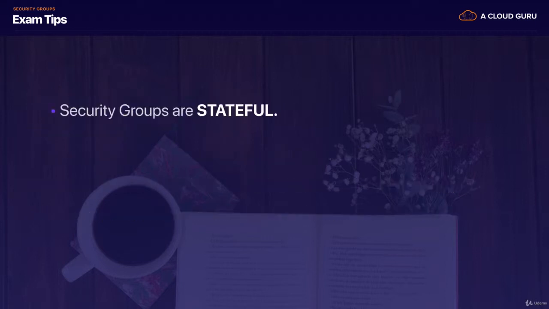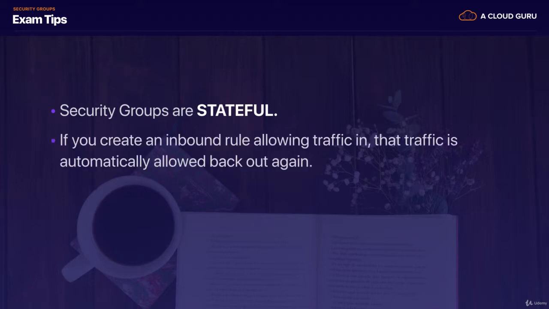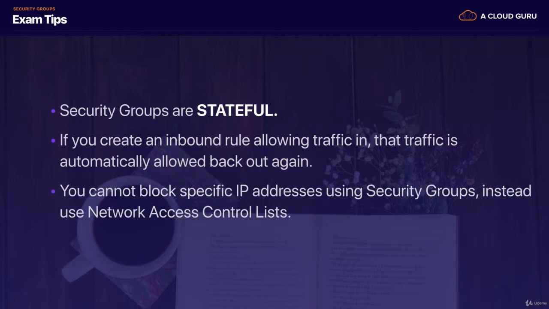We learned that security groups are stateful, so we don't have to change inbound and outbound ports. If you enable something on the inbound, outbound is enabled automatically for that port. And if you create an inbound rule allowing traffic in, which is exactly what I just said, that traffic is automatically allowed back out again.